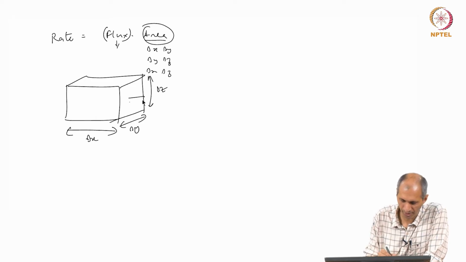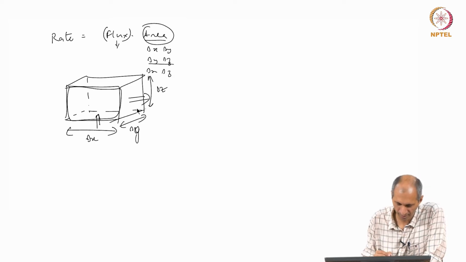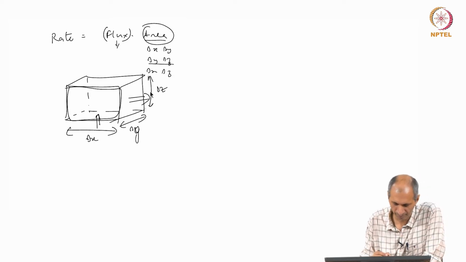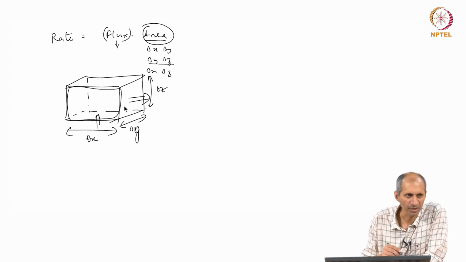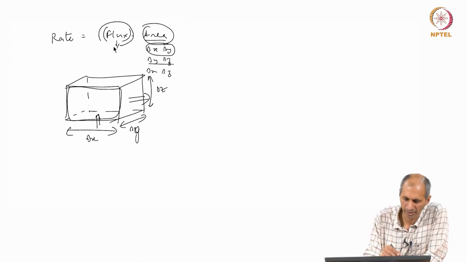So, depending on which surface, the area is delta y, delta z for this surface, delta x, delta y for this surface, and delta y into delta z for this surface. So, depending on which interface we are using, we need to add that area. Therefore, appropriately we need to calculate the flux.